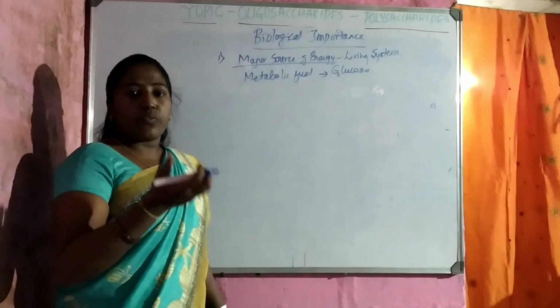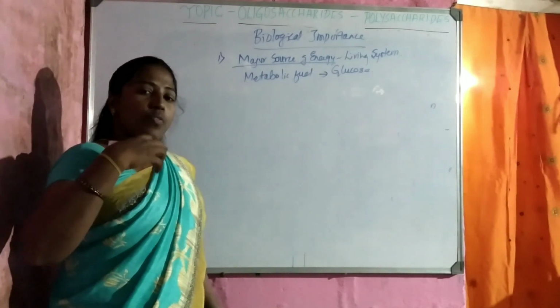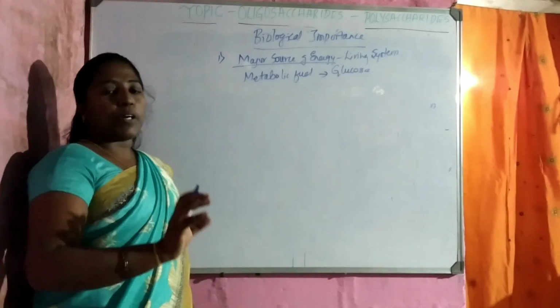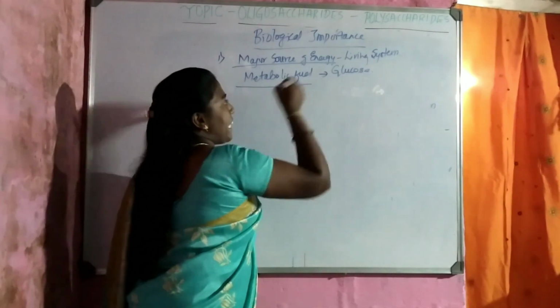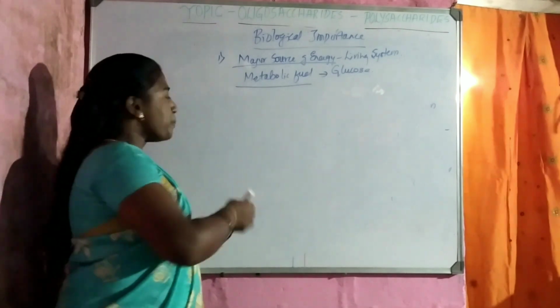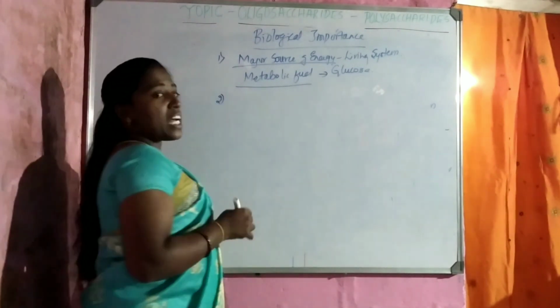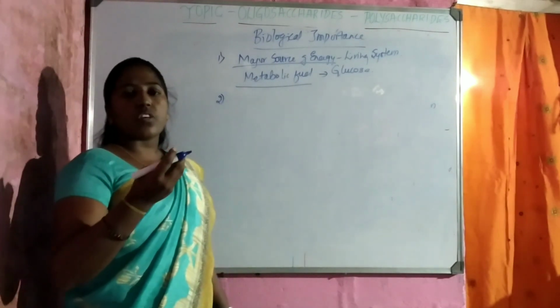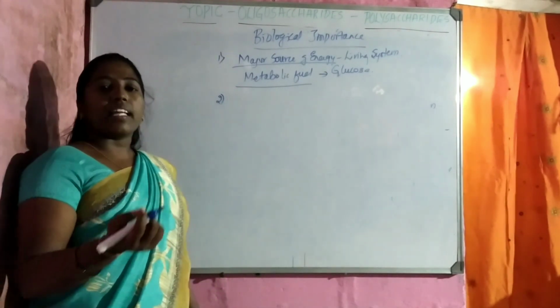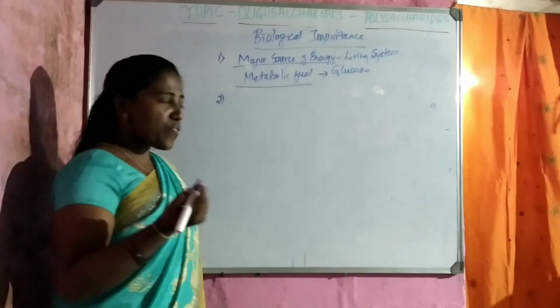Just like the fuel, the glucose will be absorbed by the cell, and by using it energy will be produced. That is why we call it the metabolic fuel. The next is they are used as the reserve food material. Just now we saw that starch is the reserve food material in case of plants, and glycogen is the reserve food material in case of animals.